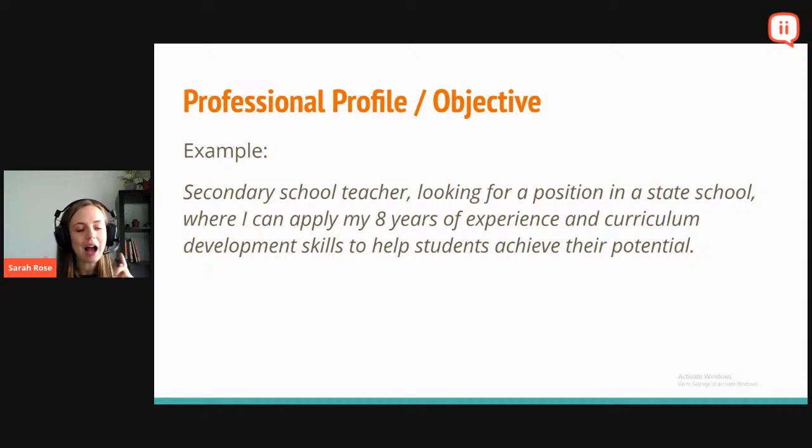What else do I want to point out here? I'm really sorry. I said it was in the third person, but it isn't actually in the third person. Because they say where I can apply my 8 years of experience. So it is in the first person. But we don't start the sentence with I, because in a CV, we don't need to. And it doesn't look good to start lots of sentences with I. This sentence really means I am a secondary school teacher. But we don't write I am, we just start with the job title. Secondary school teacher looking for a position in a state school where I can apply my 8 years of experience and curriculum development skills to help students achieve their potential.